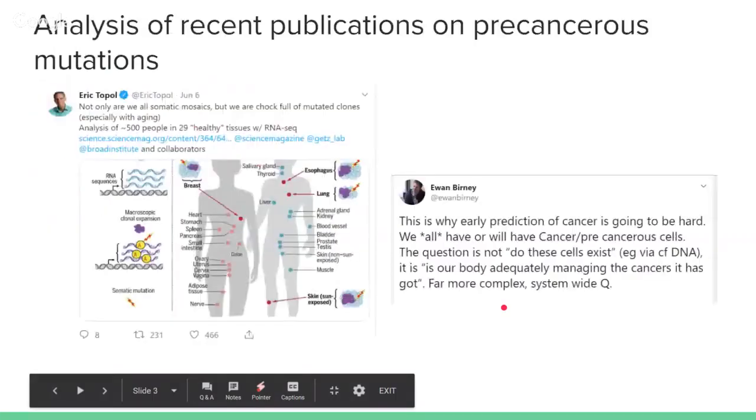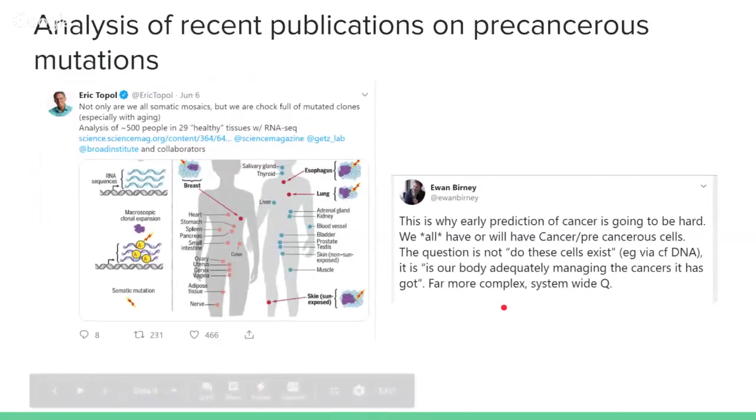Today we're going to talk about precancerous mutations and cancer detection. This episode is in response to a couple of tweets that we've seen recently from two people, Eric Topol and Ewan Birney. Eric Topol, very active on Twitter, comes from the medical side of things, and Ewan Birney, also very active on Twitter, comes from the genome side of things.